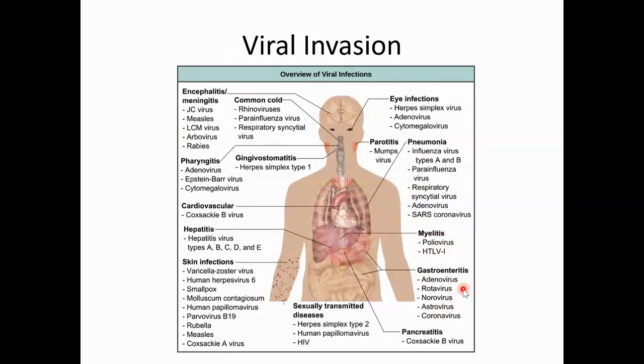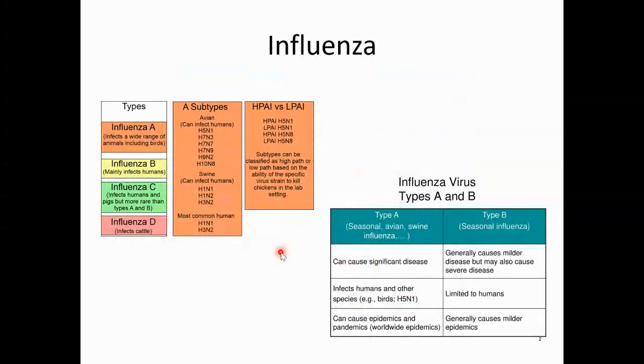GI viruses: adenovirus, rotavirus, norovirus, we hear about these all the time. Herpes, coronavirus, they can affect the GI tract. Herpes, papillomavirus, and HIV are STIs; pancreatitis, Coxsackie B. Again, varicella, herpes, smallpox, molluscum, these are viruses that tend to cause problems in the skin. So it's helpful when you become a little more knowledgeable on infectious disease and the most common bacteria and viruses that we see in certain areas.